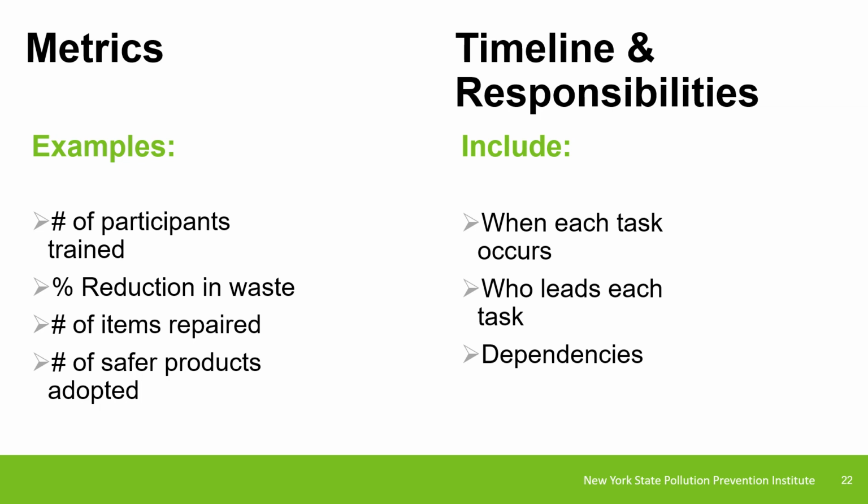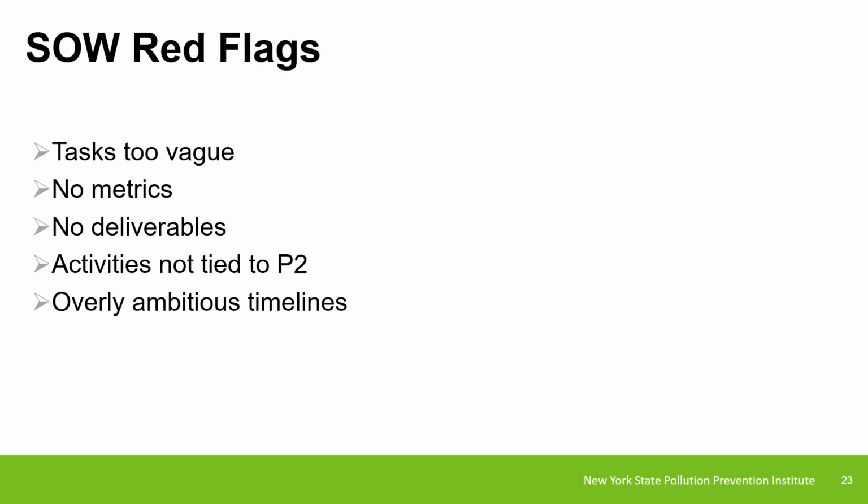Each task must include a timeline and identify who is responsible. This helps reviewers assess feasibility and organizational capacity. Common issues include vague tasks, missing metrics, missing deliverables, or activities that don't clearly tie to P2. Avoid these pitfalls by being specific and aligning everything back to pollution prevention.